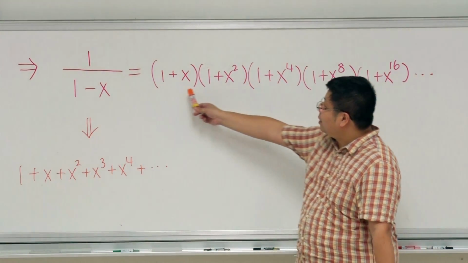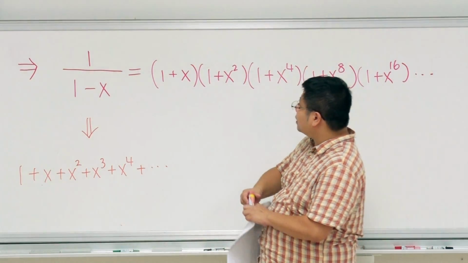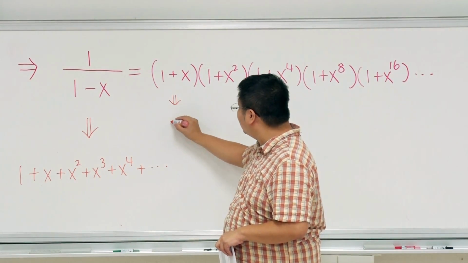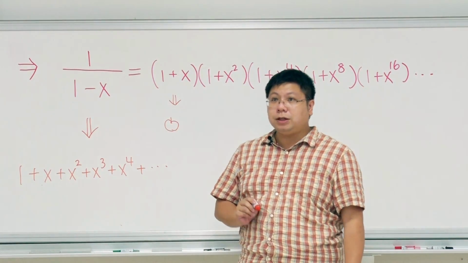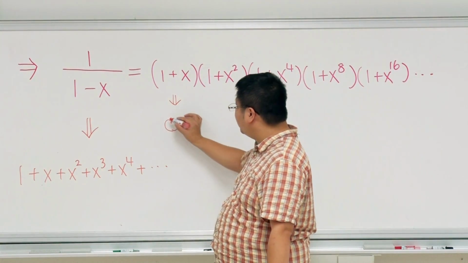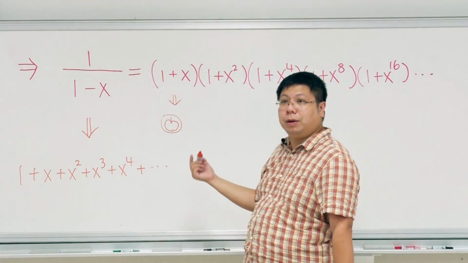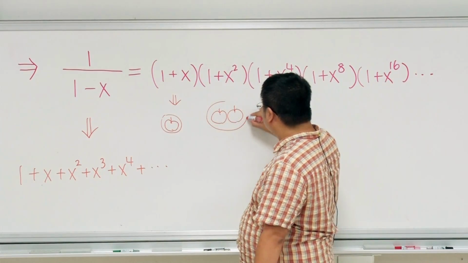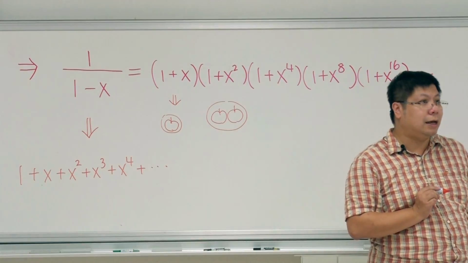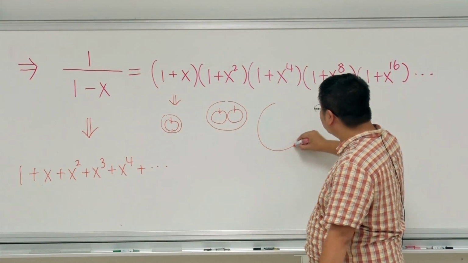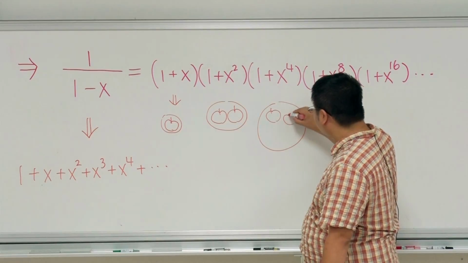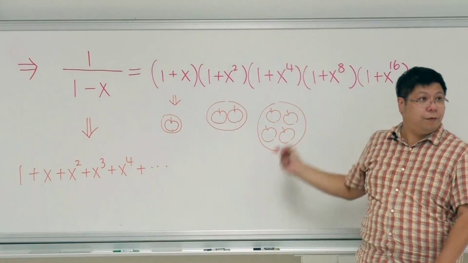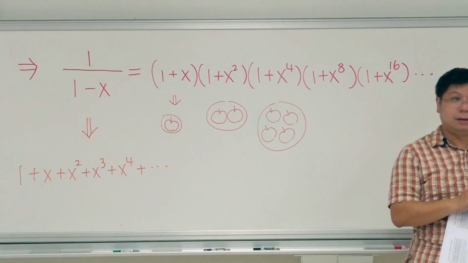Okay, and how about this one? This corresponds to, for this one, I'm going to select 1 apple or no apple. Each time, I'm either selecting 1 apple or no apple, 1 or 0, 0 or 1. For the next factor, this means that each time I'm selecting 0 apples or 2 apples. Is that okay? And for this one, each time I'm either selecting nothing or I'm selecting 4 apples at the same time. Is that okay?